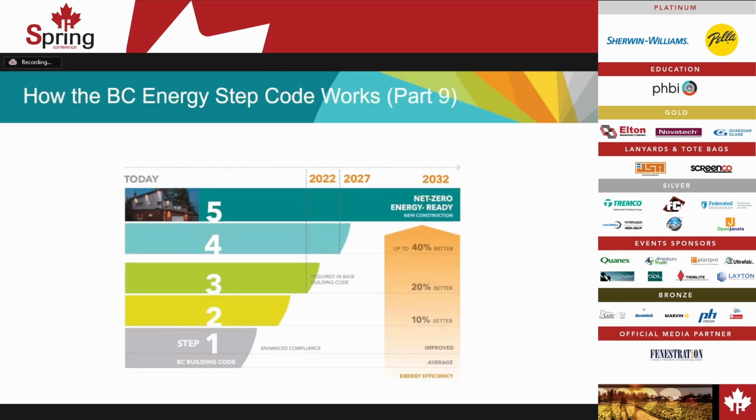As we move to step 4 and step 5, those are the upper level steps. So that's when we've got to get a little bit creative in how we're targeting air tightness, our insulation, what we're speccing for windows, looking at that balance between going from a high performing double to triple glazing.